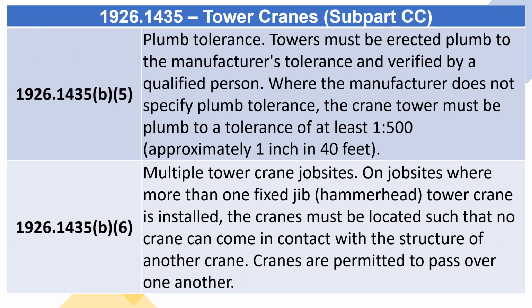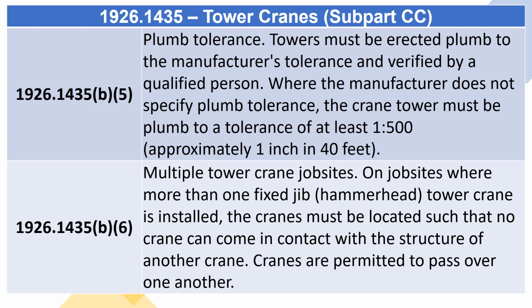1926.1435(b)(5), Plumb tolerance. Towers must be erected plumb to the manufacturer's tolerance and verified by a qualified person. Where the manufacturer does not specify plumb tolerance, the crane tower must be plumb to a tolerance of at least 1:500, approximately 1 inch in 40 feet.